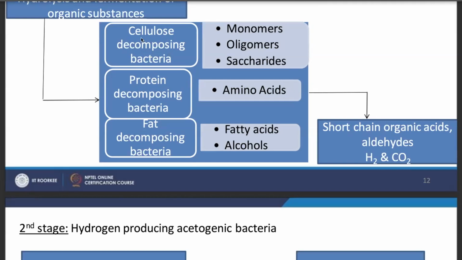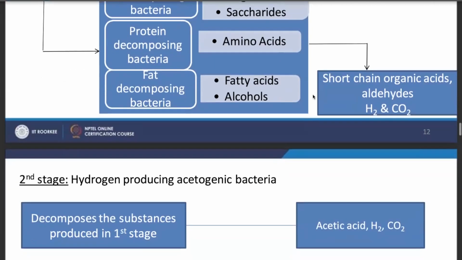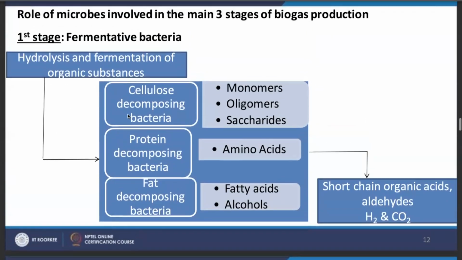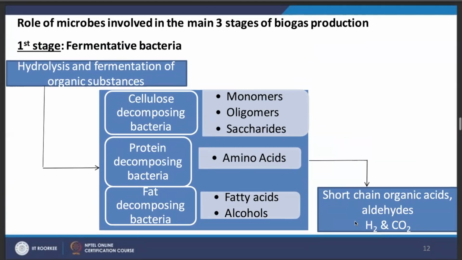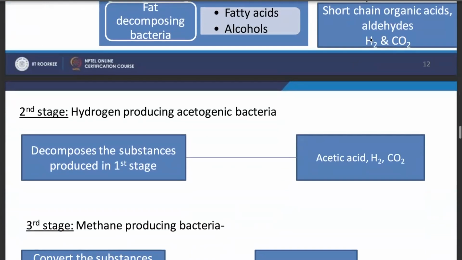Because cellulose decomposing bacteria is a very generic, broader class, there are multiple microbes under it. So it depends upon what organism you are using, and based on this, you will get the end product. The end product of this first stage is basically short chain organic acids. To summarize, in hydrolysis and fermentation, the complex molecules are converted into shorter chain compounds or shorter chain acids. This will act as a raw material for the second stage.